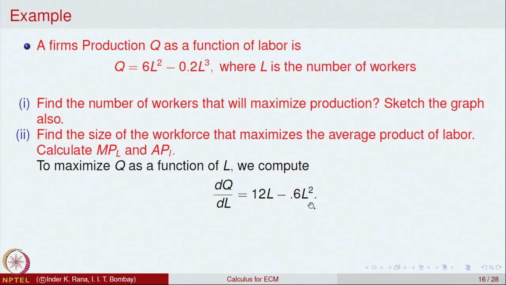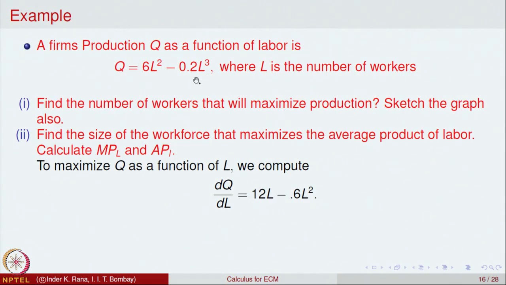So, let us compute that. To maximize Q as a function of L, the first step is we should analyze this. L is the number of workers. So, obviously, L is going to be strictly bigger than 0. Now, L is going to be integral values, but for the sake of mathematics, we make an assumption that L is a positive real number.